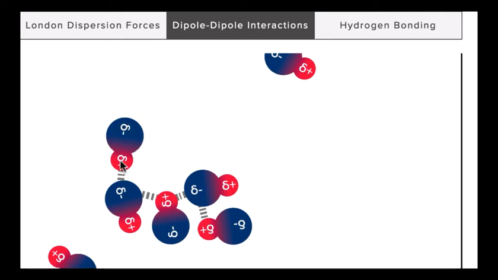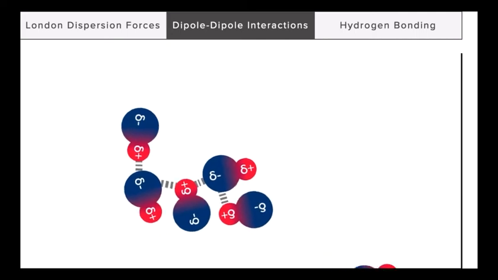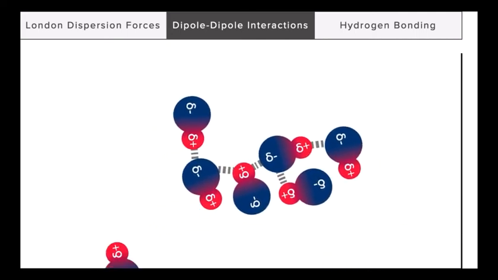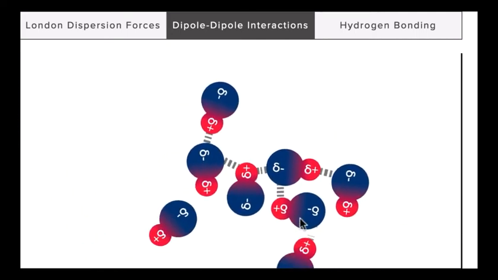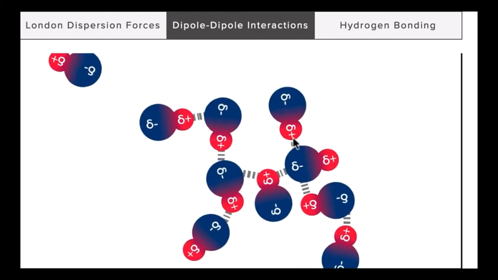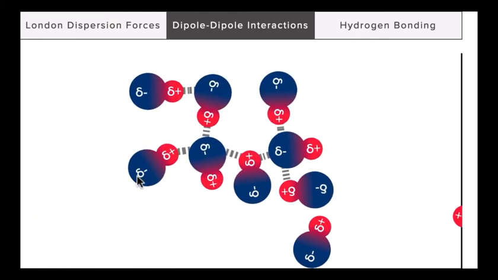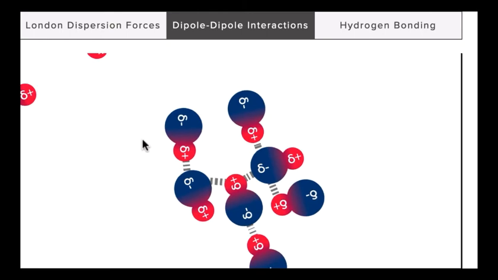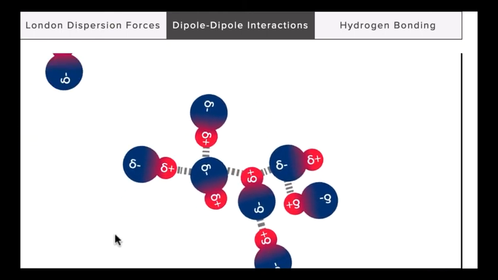So as a result, the partial positive here, the hydrogen, is going to be attracted to other partial negatives. And so you can see this attraction between molecules, partial negative, partial positive, and then they'll go away again. It's not a super strong attraction, but partial negative, partial positive, you see that attraction.